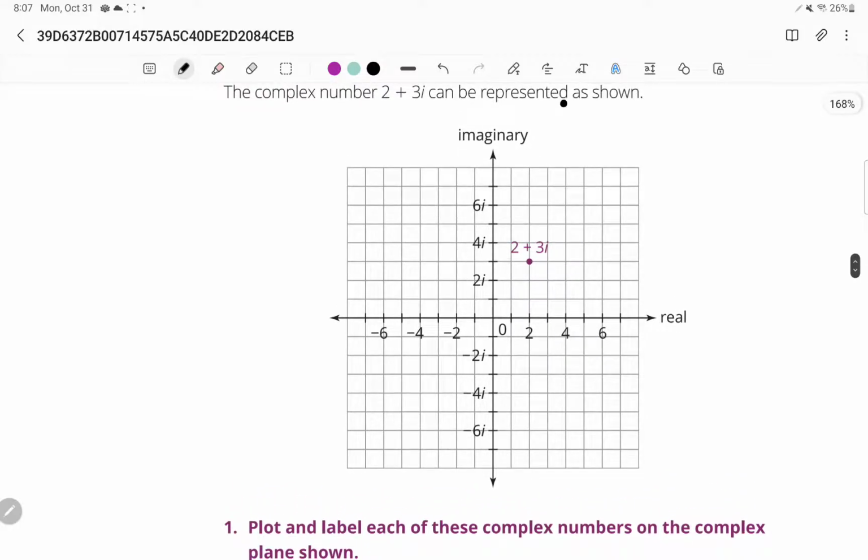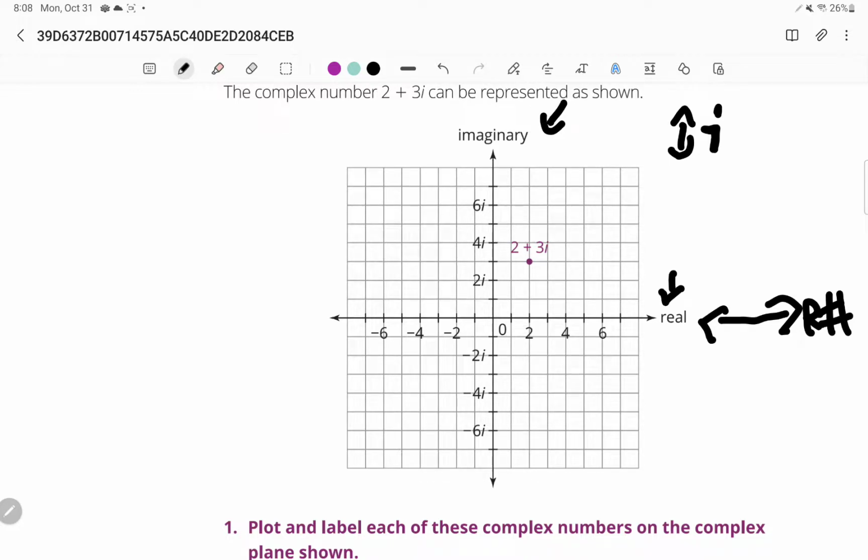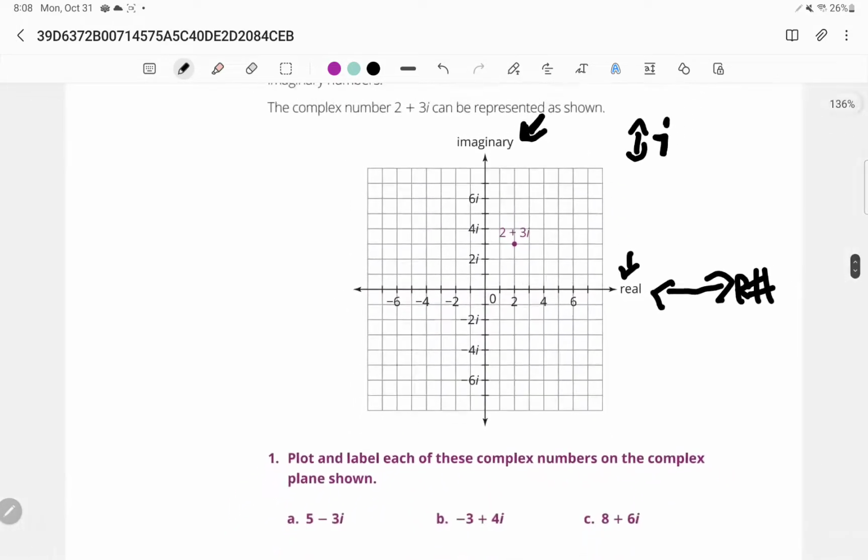I want you guys to focus on something. My y value, so up and down, is for imaginary numbers, so i numbers. Okay, my real numbers are going to be horizontal, and those are going to be real numbers. You can even see it right there. It says real right here, and it says imaginary over here on the top. Alright, the way that you plug them in, you just look at the point that they give you.